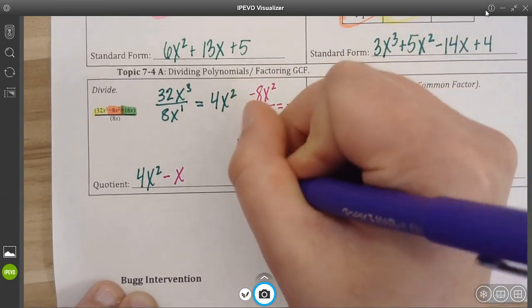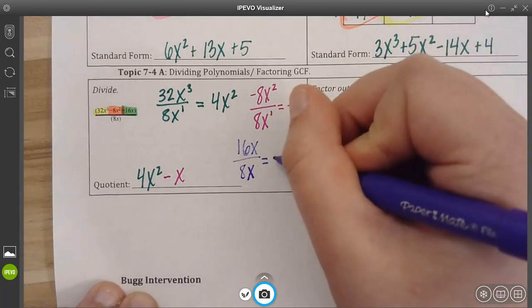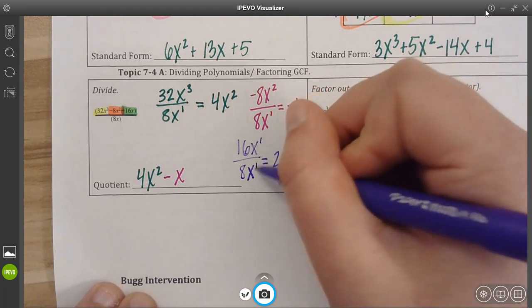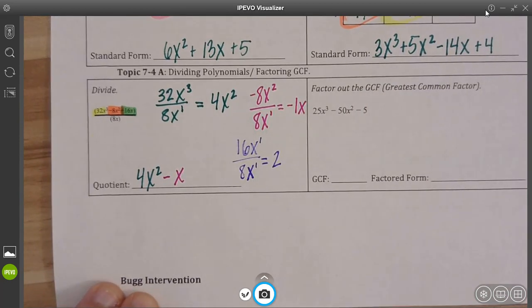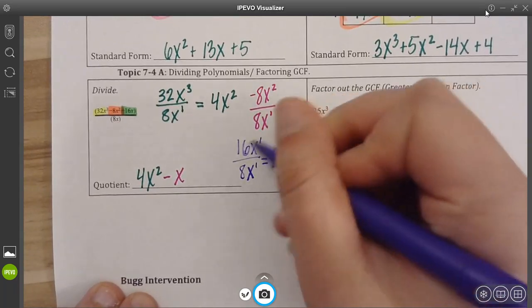16x, and I'm dividing that by 8x. When I do 16 divided by 8, I get 2. And then this one's a little bit tricky. Remember, we subtract their exponents. 1 minus 1 is 0. So there are no x's or 0 x's left in our problem. So the 2 is the final result here.